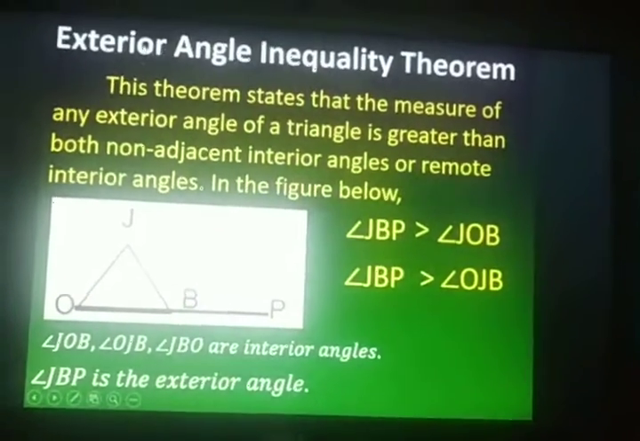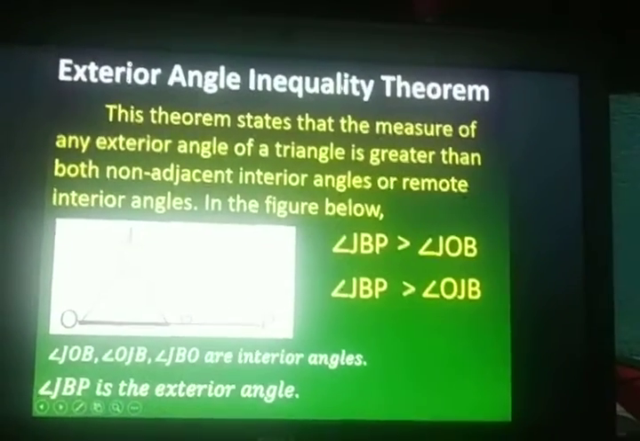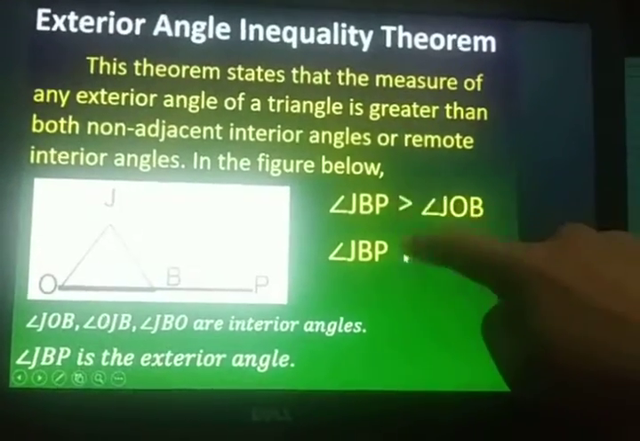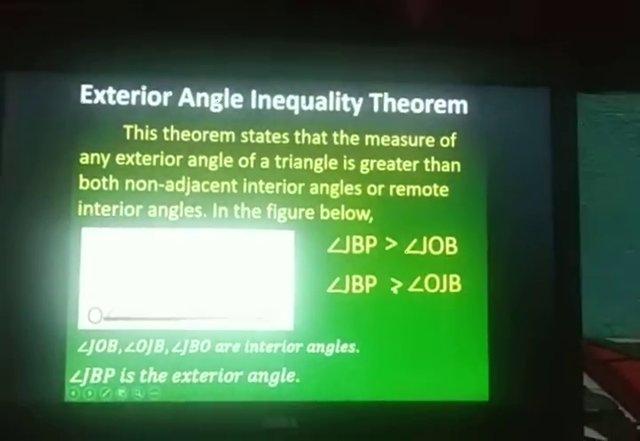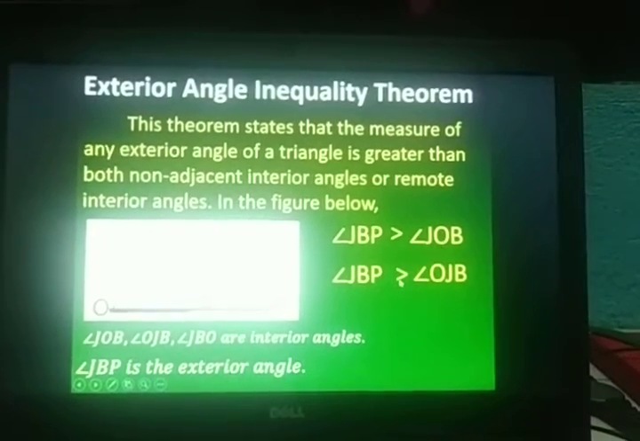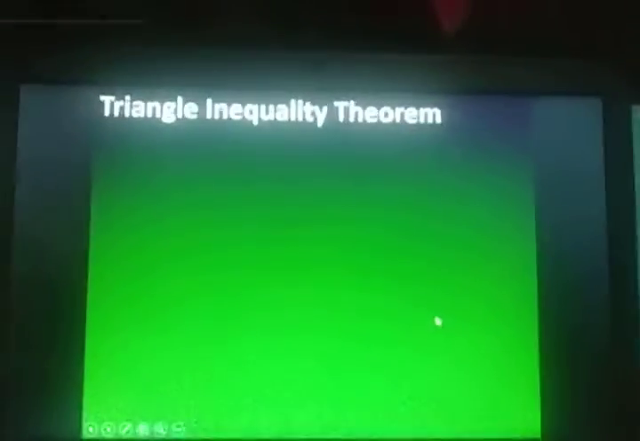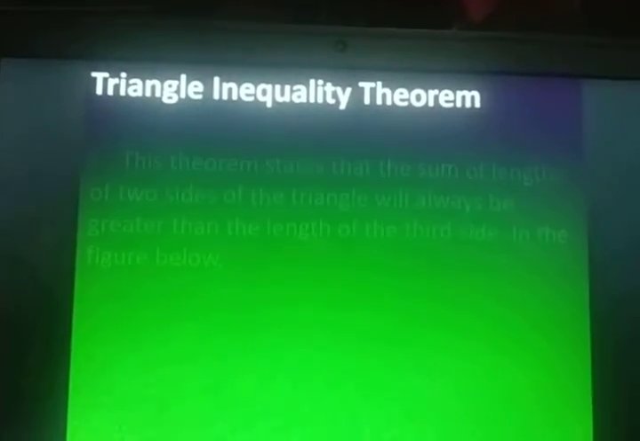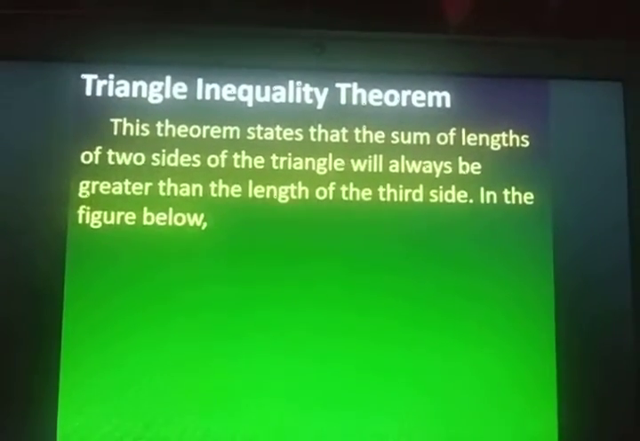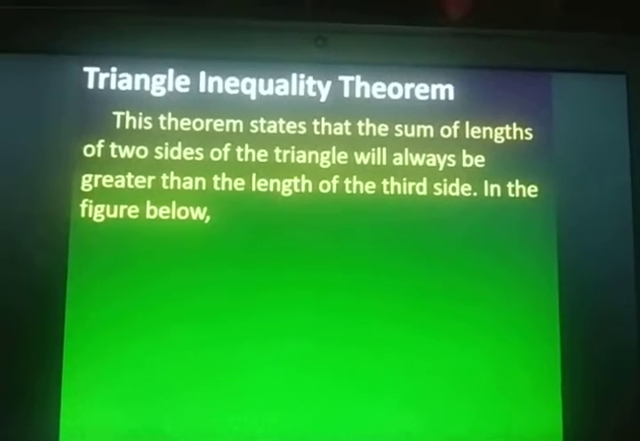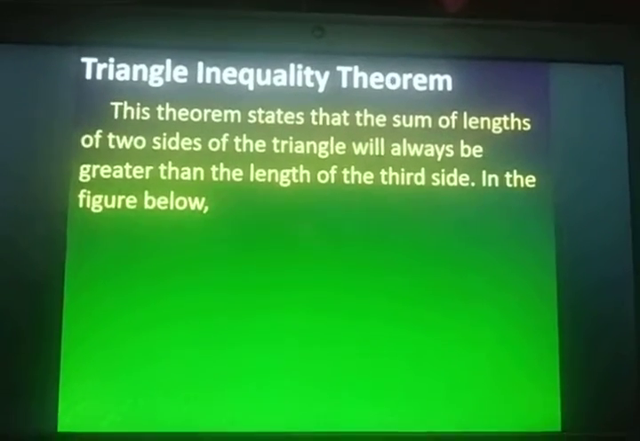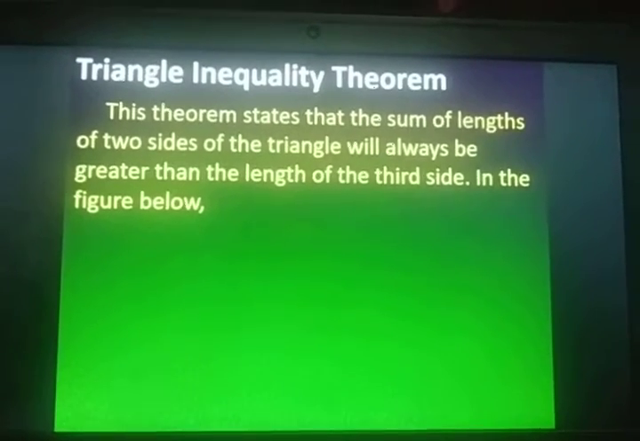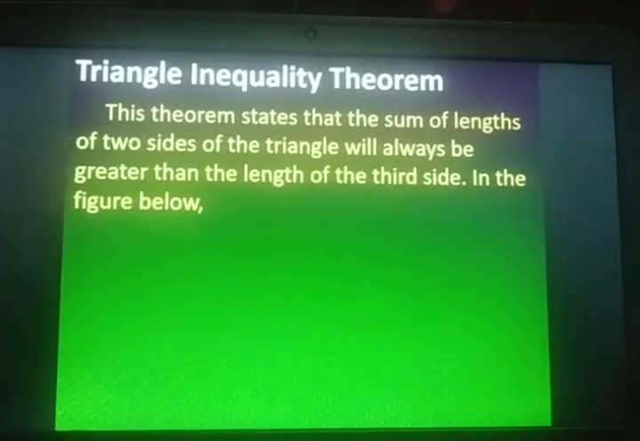Okay. That's exterior angle inequality theorem. Inequality in the sense we use greater than. Okay, that's the first theorem. Next, we have the triangle inequality theorem. This theorem states that the sum of lengths of two sides of the triangle will always be greater than the length of the third side.